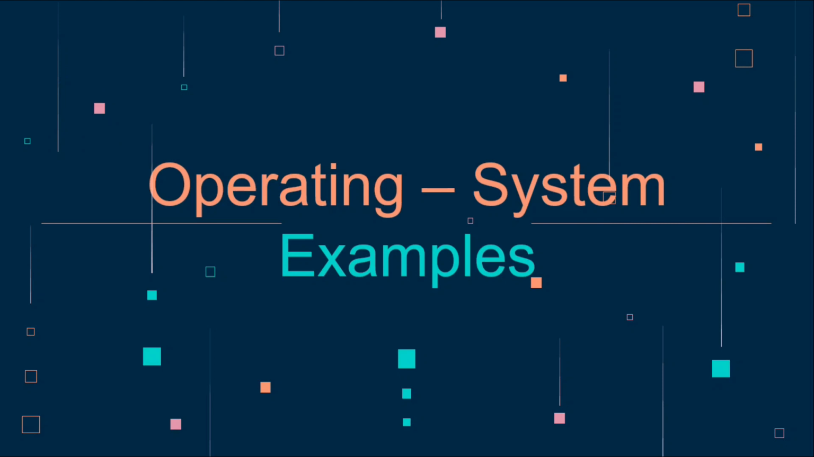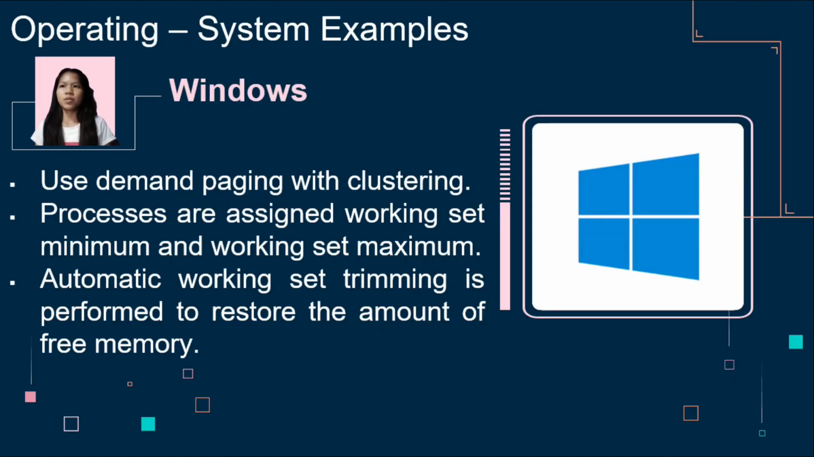Operating system examples. Windows. Windows implements virtual memory using demand paging with clustering. Clustering handles page faults by bringing in not only the faulting page but also several pages following the faulting page. Processes are assigned a working set minimum and a working set maximum. The working set minimum is the minimum number of pages the process is guaranteed to have in memory. If sufficient memory is available, a process may be assigned as many pages as its working set maximum.